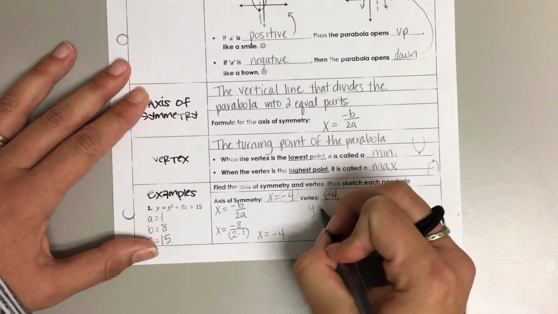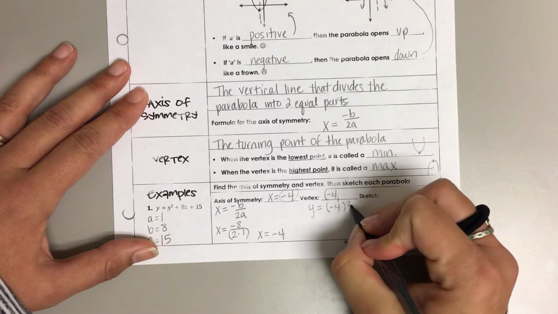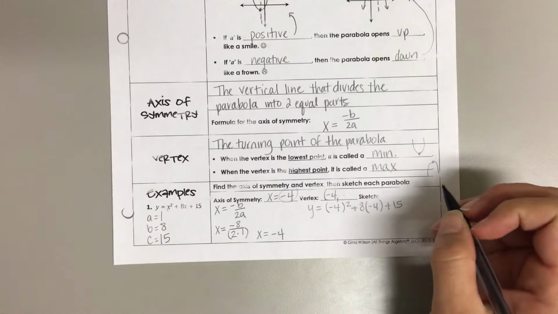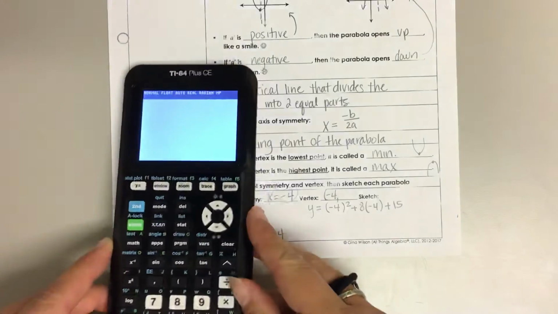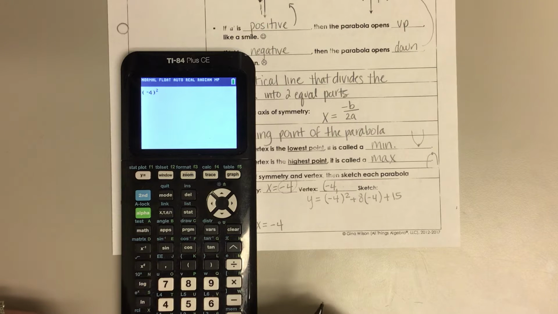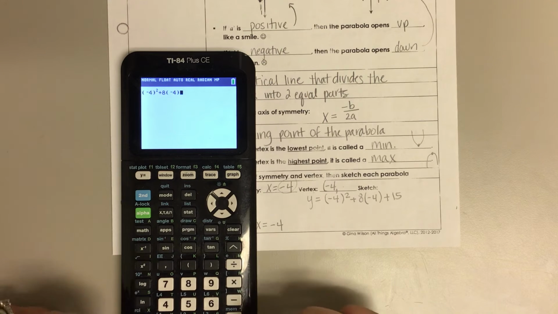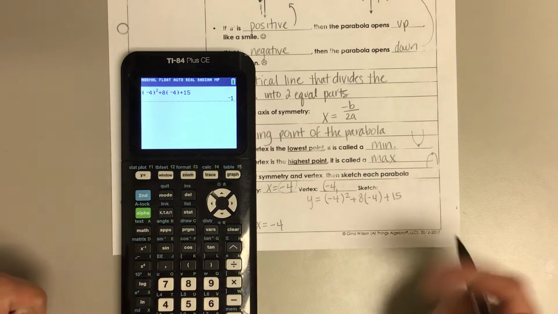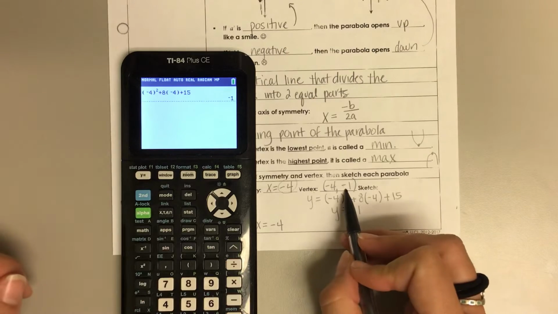Okay, so I have y equals, and I'm going to put whatever my value is, negative 4, in parentheses, squared plus 8 times negative 4 plus 15. You can use your graphing calculator and plug it in exactly how that's written: parentheses negative 4 close parentheses squared plus 8 times negative 4 plus 15. Again, always put the value we're substituting in for x in parentheses. That gives us negative 1. So y equals negative 1, and my vertex is at negative 4, negative 1.